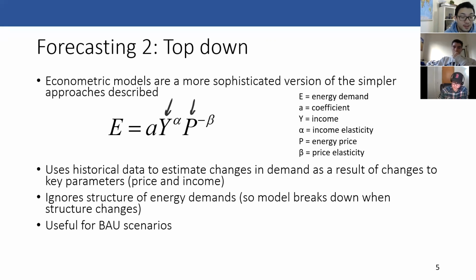Once again, these high-level models ignore the structure of energy demands, right? So the thing that is actually causing the change. And because of that, again, this approach is going to break down when you're thinking about longer term structural changes or policy changes that will influence your system in ways that we haven't observed in the past. And so again, useful for baseline scenarios, for BAU scenarios. This stands for business as usual, if you've never heard of this.